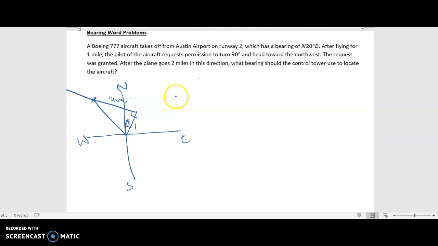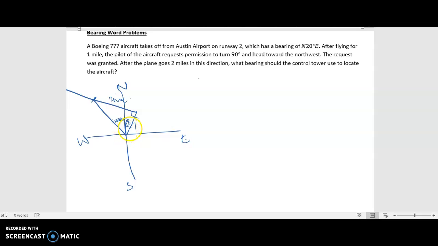So the idea is he's asking what bearing should the control tower use to locate the aircraft? Which means I have to find this angle from here to here, just this part. We know that this is 20 degrees, and we need to find this. It's much easier for us to find the whole angle in the triangle and subtract 20 from there. So how would we find that angle?